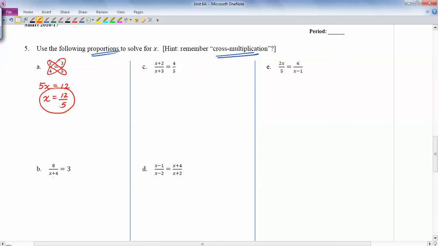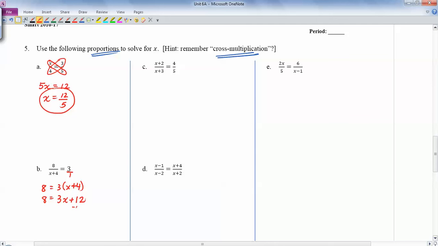In B, it's a fraction equals a whole number. So what a lot of students, I think, like to do is treat it like a fraction, 3 over 1. And then when you cross multiply, you get 8 times 1. So 8 equals 3 times x plus 4. And when you do that, anything that's more than one term, you got to put in parentheses. So when you cross multiply, you don't forget to distribute that 3.